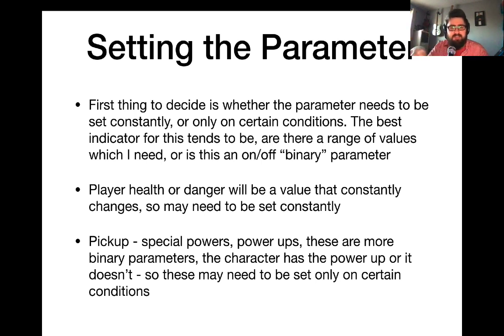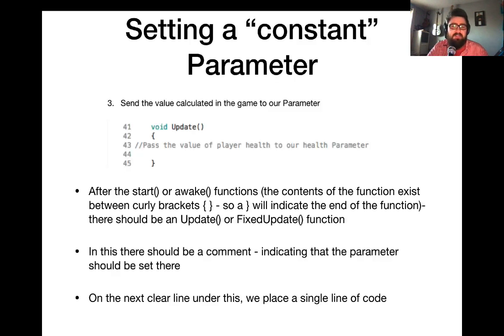So player health or danger would be a value that constantly changes, so it would need to be set constantly. Pickups, special powers, power-ups, they're more binary parameters. The character has a power-up or it doesn't, there are no fractions of a power-up. So they'll only need to be set on certain conditions. The constant one is the one we're going to set now.